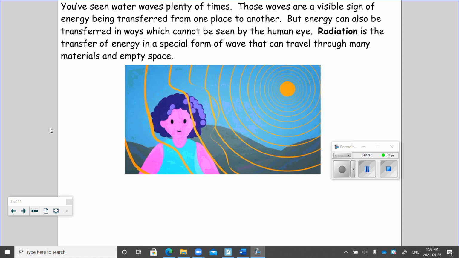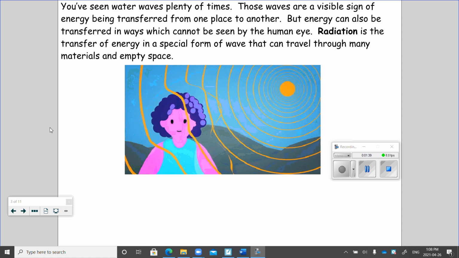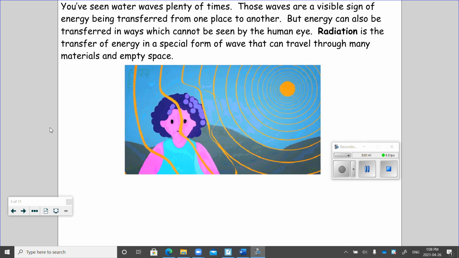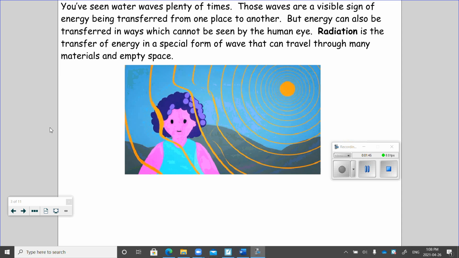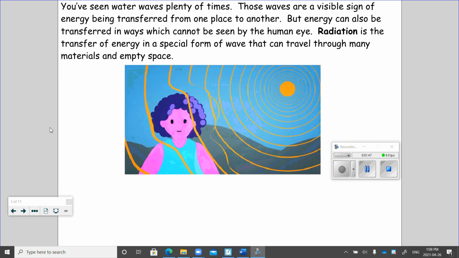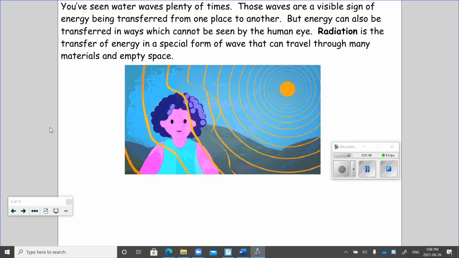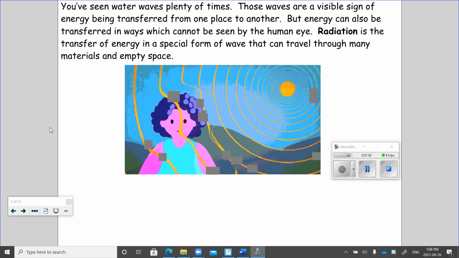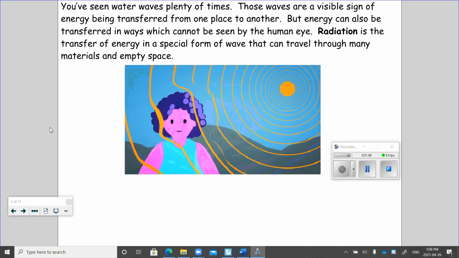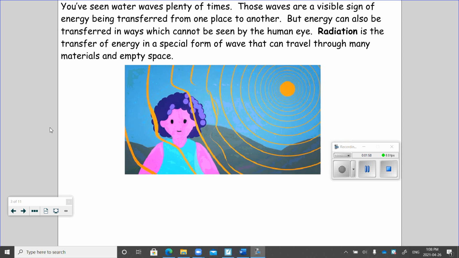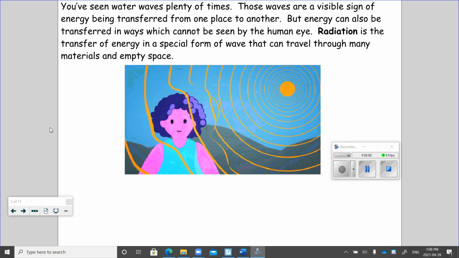You've seen water waves plenty of times. Those waves are a visible sign of energy being transferred from one place to another. But energy can also be transferred in ways which cannot be seen by the human eye. Radiation is a transfer of energy in a special form of wave that can travel through many materials and empty space.